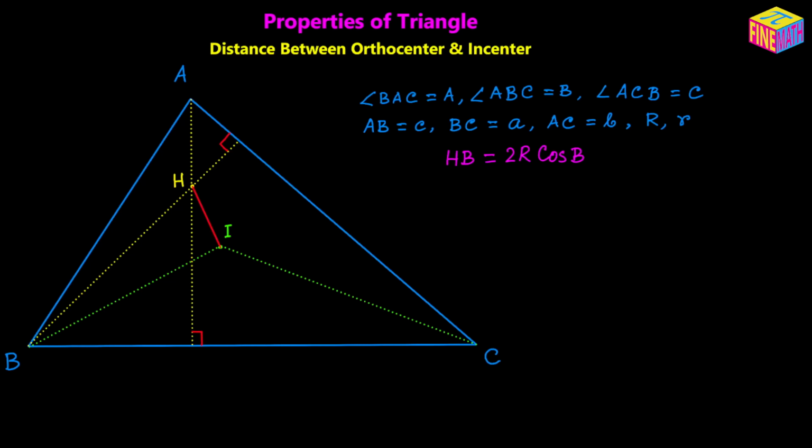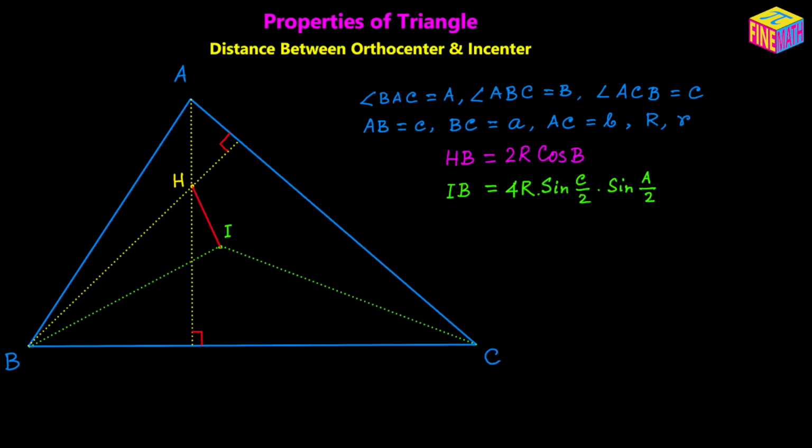From previous videos, we have seen that the distance between the vertex and the orthocenter can be expressed as 2 times the circumradius times the cosine of that angle. So for example, if we are talking about the distance of the vertex B from the orthocenter, which is HB, that will be equal to 2 times the circumradius of this triangle times cosine of the angle B. I have already created a video on this topic. I have shared the link in the description. Feel free to watch that video.